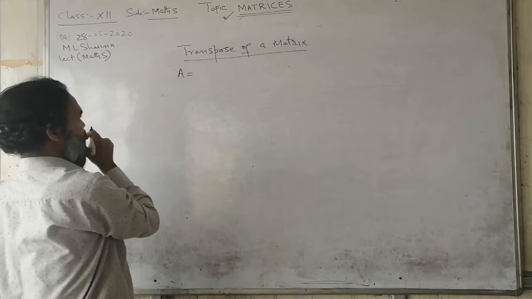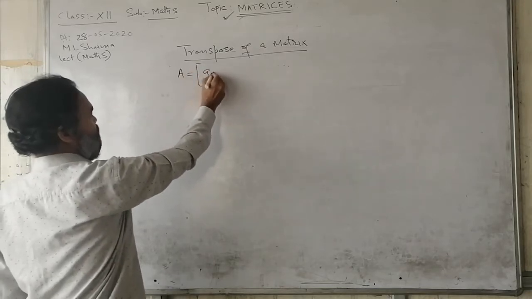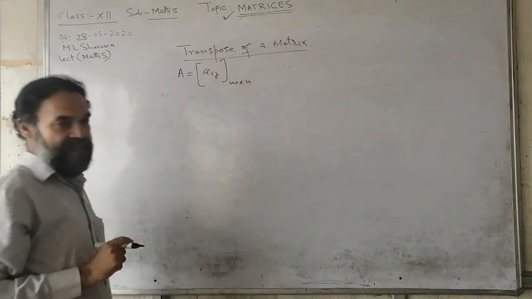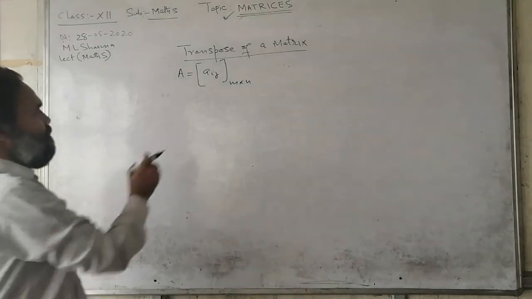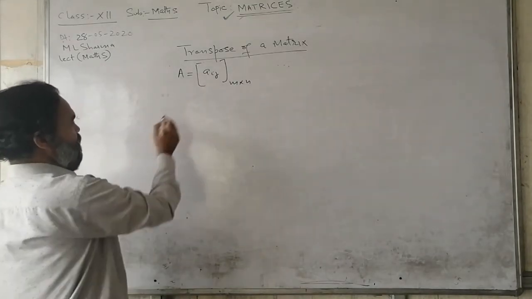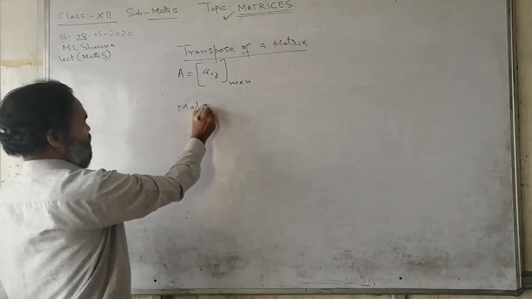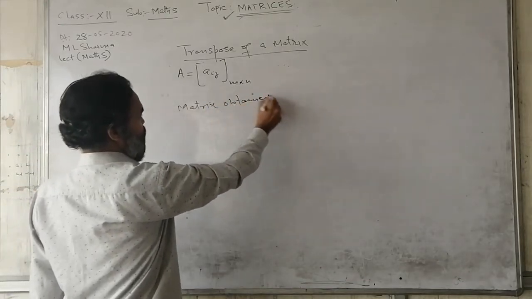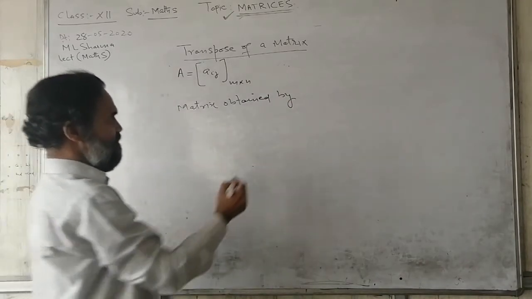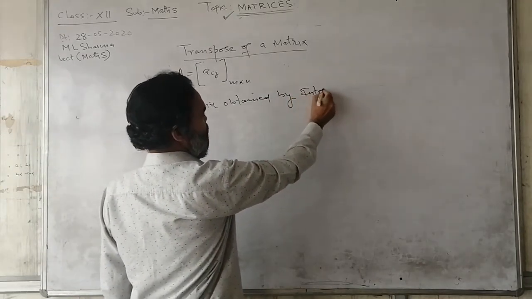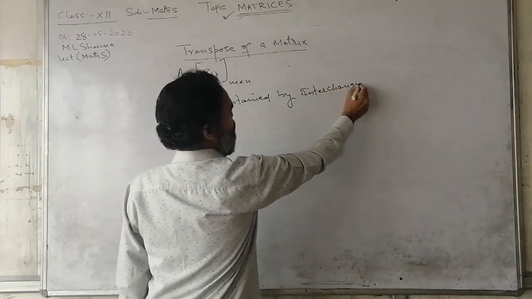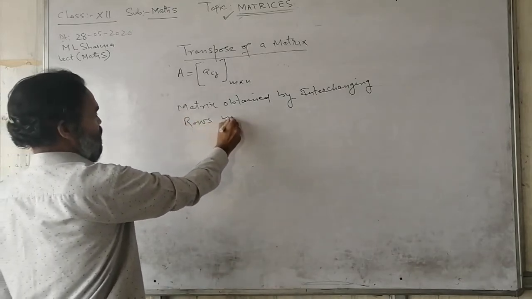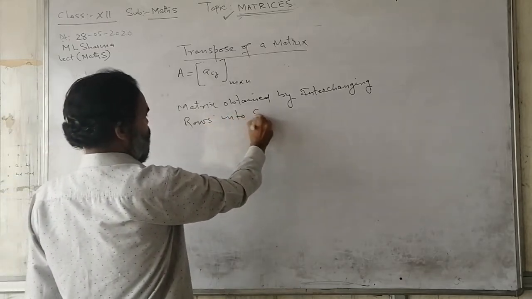suppose I have a matrix A having order m into n, then its transpose is a matrix obtained by interchanging the rows into columns.